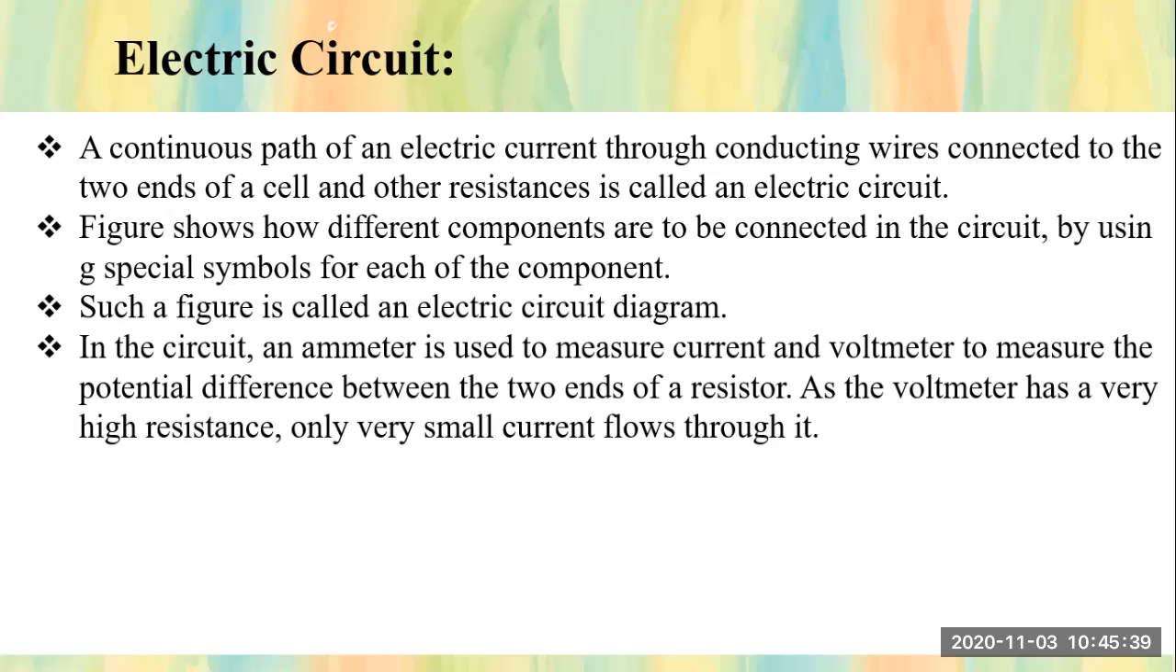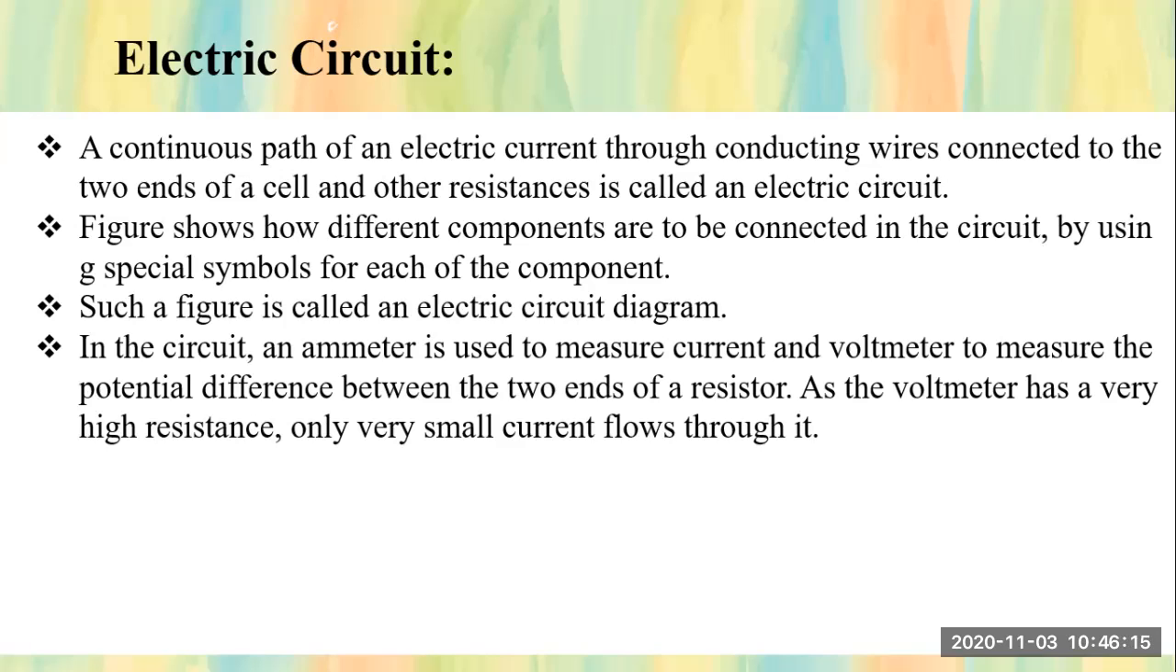Now you will tell me, ma'am, you have just read it, we don't understand what you mean to say. Now see, a continuous path. What does continuous path mean? Continuous path means the path is not broken up, it is not open, it is a closed one. So the continuous path of electric current means when the electric current is passing through it, none of the space is broken. The path is fully continuous. Through what? Through a conducting wire.